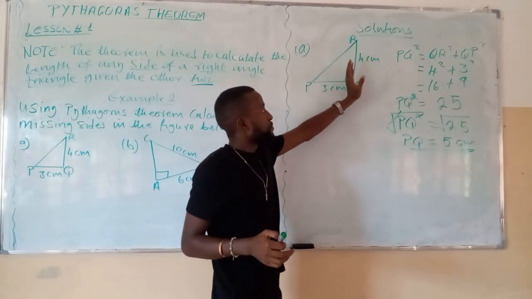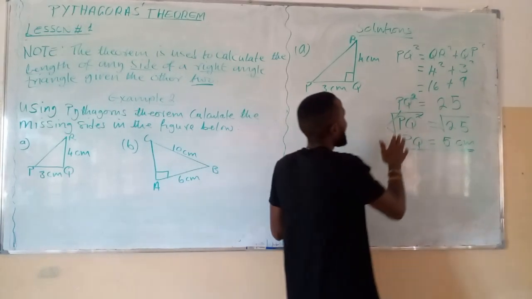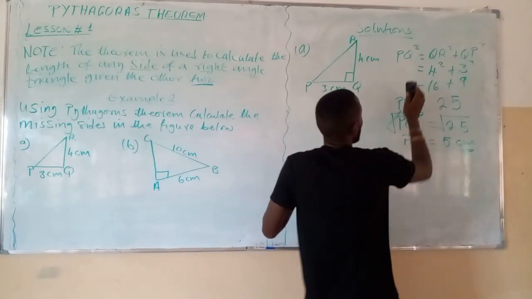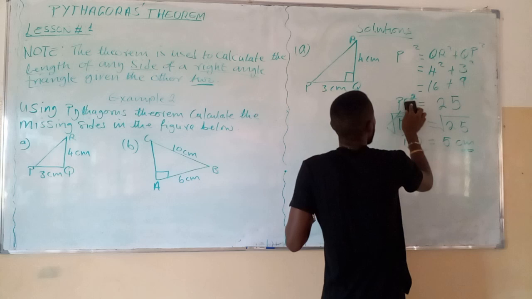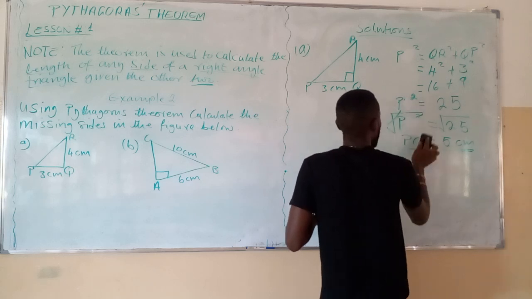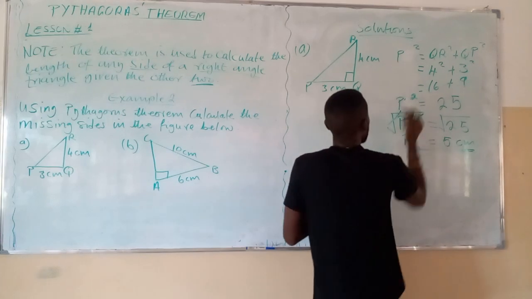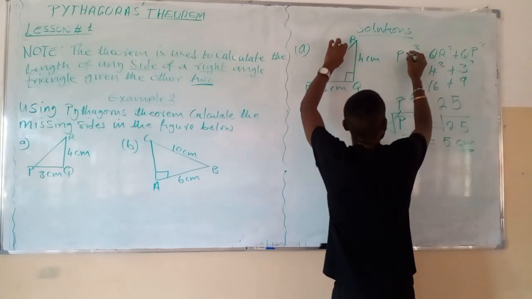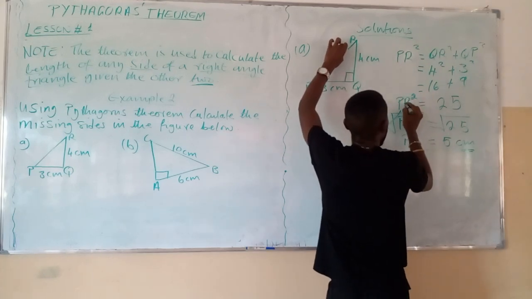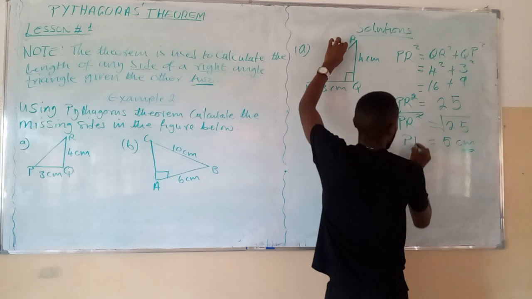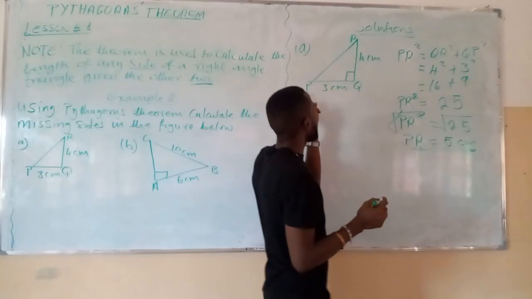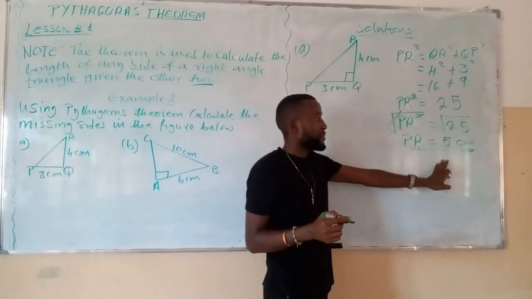Now, not PQ, PR. Where am I finding PQ? It's supposed to be PR. PR, not PQ. Okay. It's supposed to be PR. So the distance PR is equal to 5 centimeters.